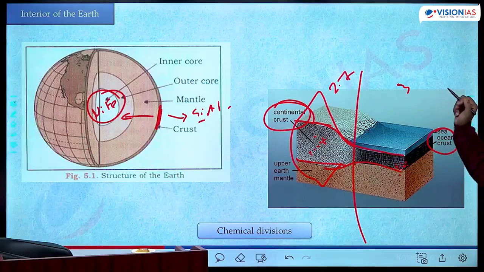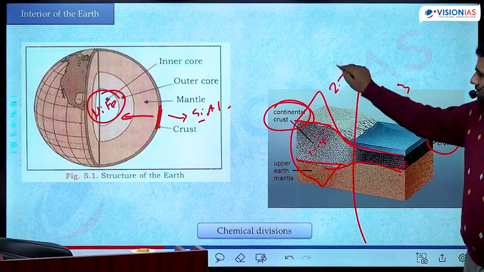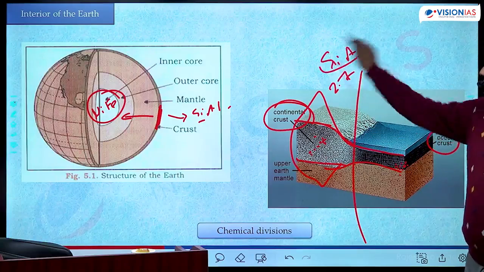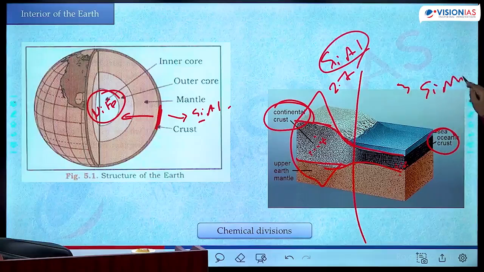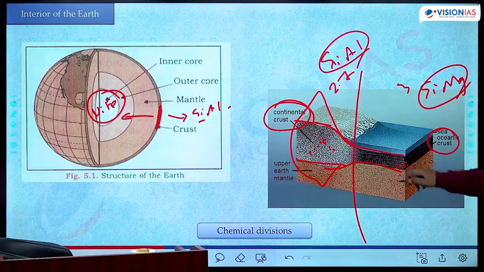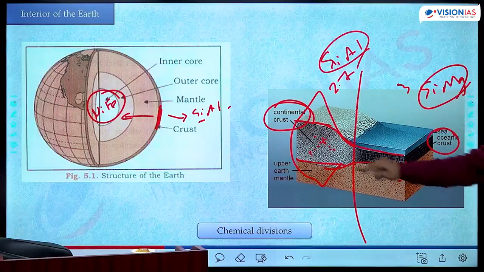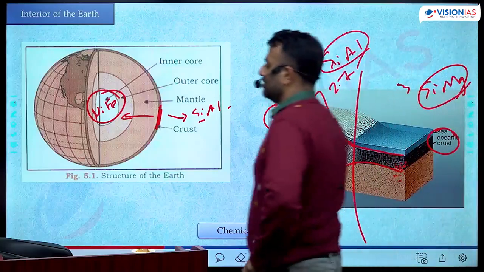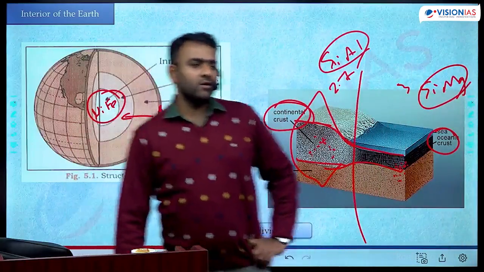Then silica and aluminum are dominant here. Here silica and magnesium are dominant. That is why the density is increased. Or older in age, younger in age. Because of seafloor spreading and subduction, the oceanic crust continuously gets destroyed. Continental crust never gets destroyed. Okay, upper mantle, lower mantle we already know.